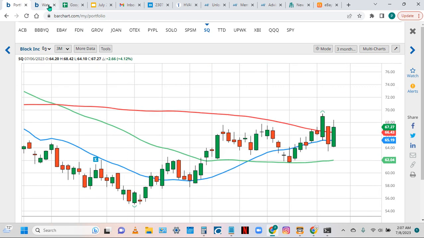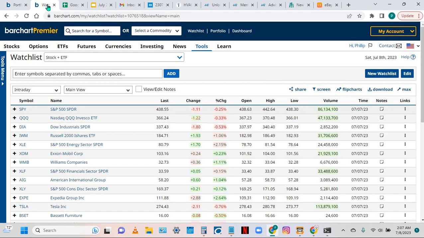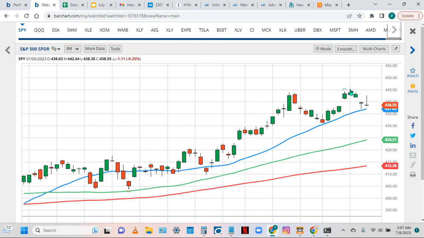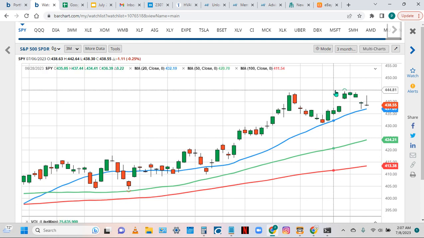Let's go to our watch list. Let's just take a look at some of the momentum in the major markets. This list I put together for you. I just call it my stock and ETF list. So it's not a very big list, but let's take a look at the major markets and take a look at the momentum for these markets. So here we can see this is the S&P 500 ETF, SPY.